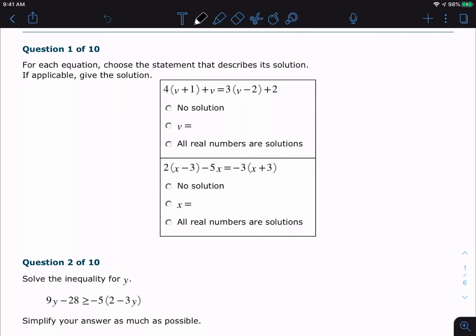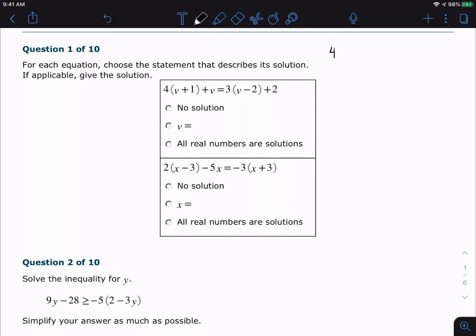All right. So let me go through this. This is number 1, and number 1 says, for each equation, choose the statement that describes its situation. If applicable, give a solution. So for this first example, right here, I'm going to solve this out, okay? First thing I'm going to do is distribute, and then I'll collect like terms.